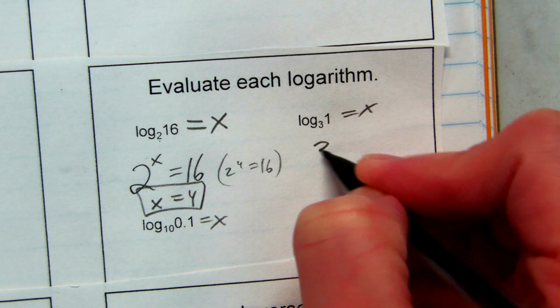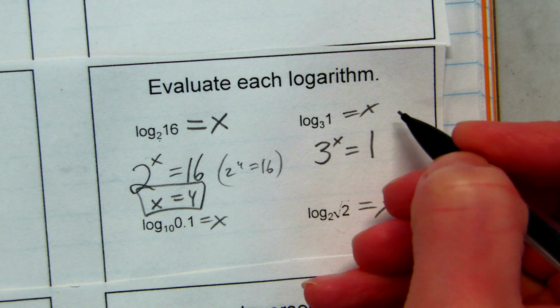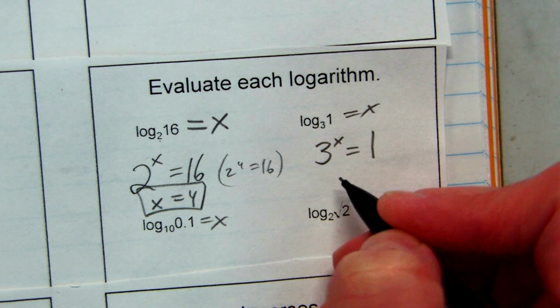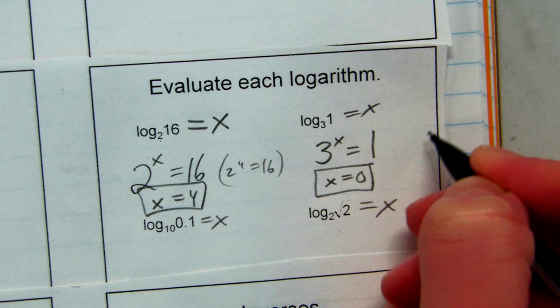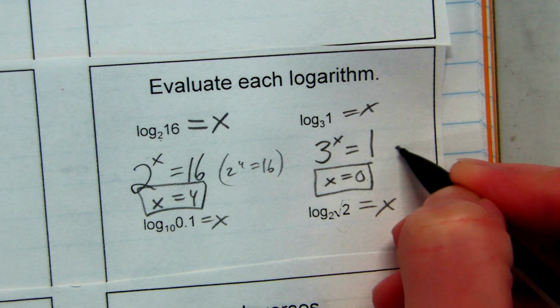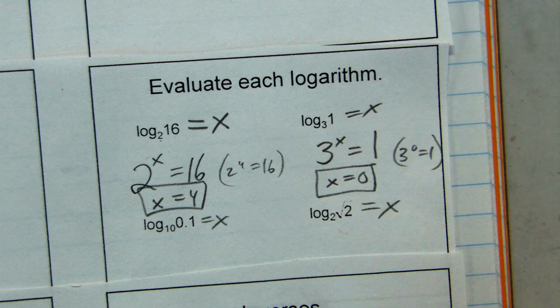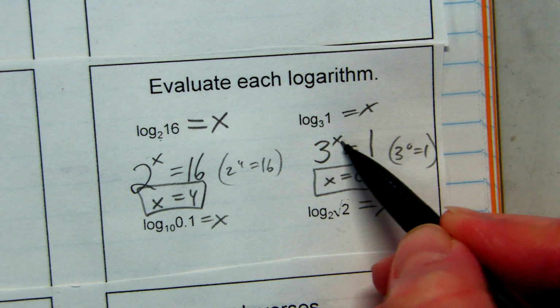On the next one, we have 3 to the x power equals 1. This is a special case. There is one power that can change any number into 1. What is that power? 0. It is an exponent of 0. So you could check, 3 to the 0 power is 1. Anytime you have equals 1, this is going to be 0.